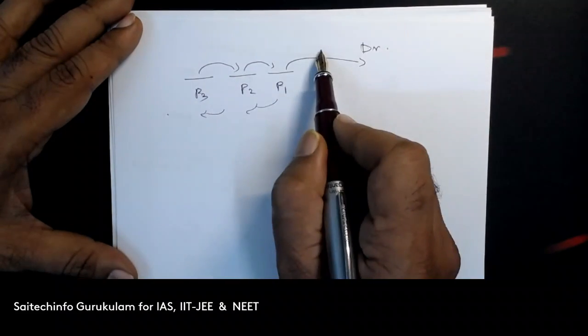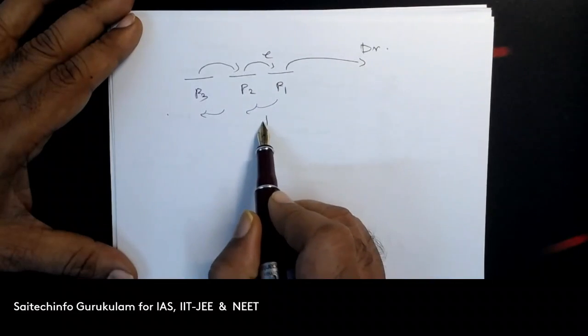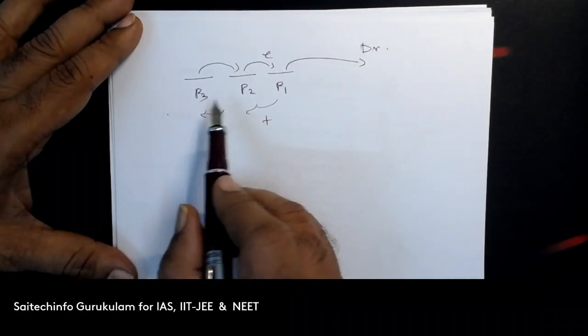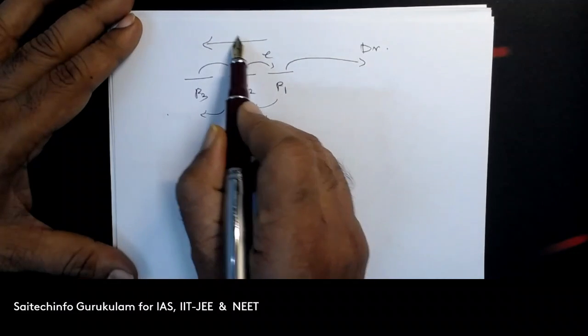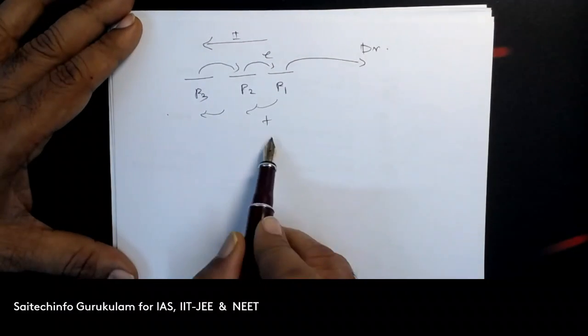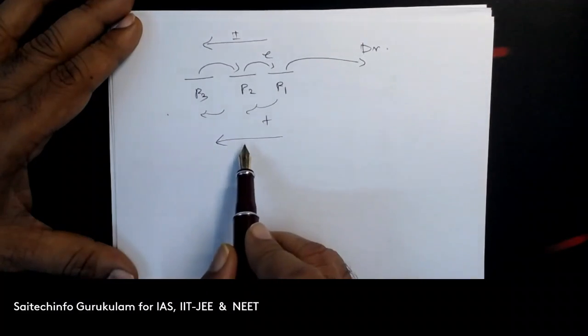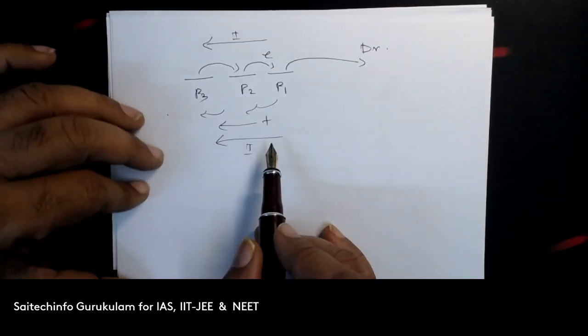And what about this movement? This is the electron and this is the positive hole. And that is why the current is indicated in this case opposite to the electronic movement, and here it is along the direction of positive hole movement. This is the case with semiconductor.